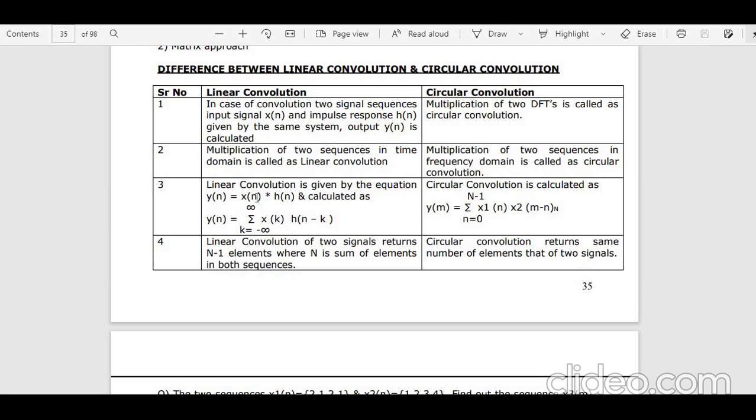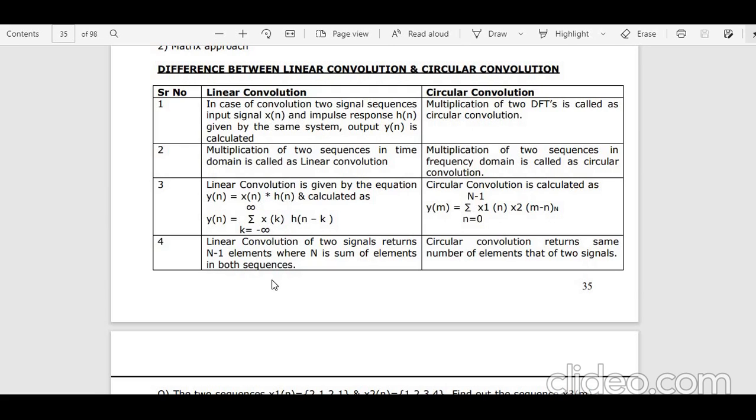Linear convolution is given by the equation y of n is equal to x1 of n convolved with h of n. The circular convolution is calculated as y of m is equal to summation n equals 0 to N minus 1 of x1 of n x2 of m minus n, we can represent. Okay, so y of n we wrote for the sequence in the n domain. Here we are writing in the frequency domain. The linear convolution of two signals returns N minus 1 elements, where N is the sum of elements in both the sequences.